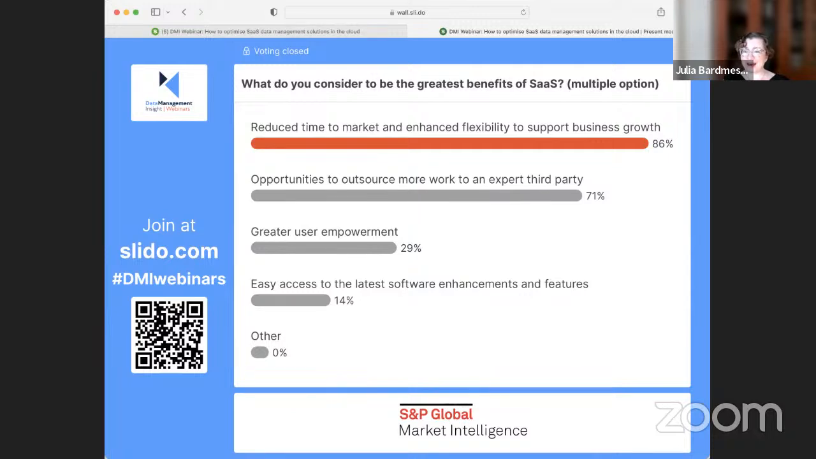Greater user empowerment, I find that one interesting. I mean, it's about 30%, but if you have internal solutions, you design your user experience. If you go with the third party, you're part of a much bigger pool of people who are using it. So I'm not sure how greater user empowerment plays in, other than maybe extensive customization that a lot of SaaS tools allow, which has its pluses and its minuses as well. But otherwise, I'm not very surprised with the results.